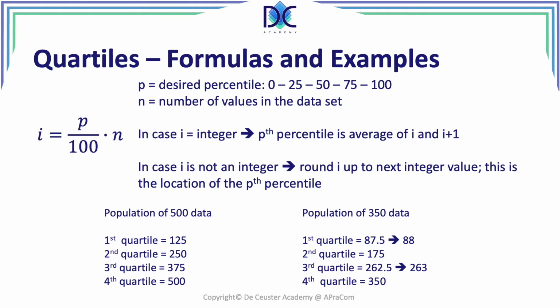It's very important here to write down somewhere the first and the third quartile for the population of 500 data, and the same for the population of 350 data. We're going to use them in one of the next videos to define another concept related to quartiles and percentiles.